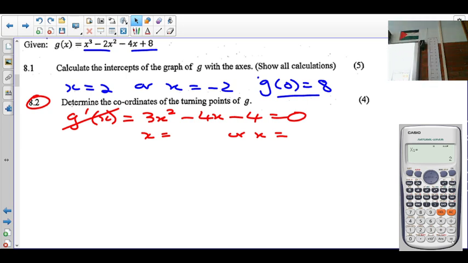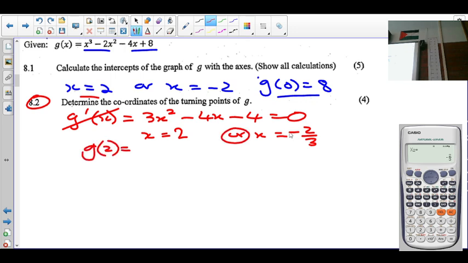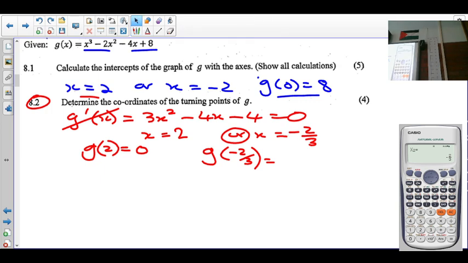You get an x value of 2 as we knew it, because there was a 2 in one solution then. And then you got negative 2 over 3. Now to calculate the corresponding y value, I substitute that into the original equation. So g of 2, of course, is 0. And g of negative 2 over 3, I put negative 2 over 3 into the original function: answer cubed, minus 2 answer squared, minus 4 answer, plus 8. That gives me 256 over 27.